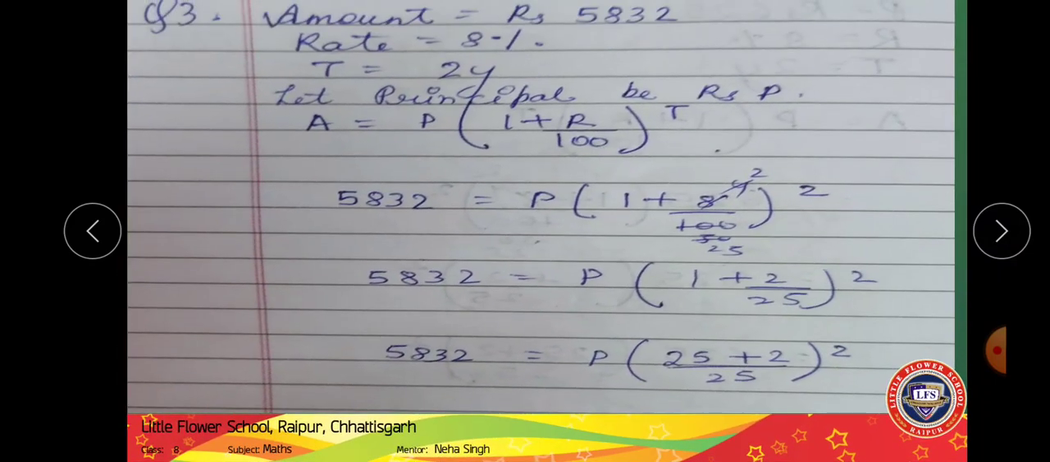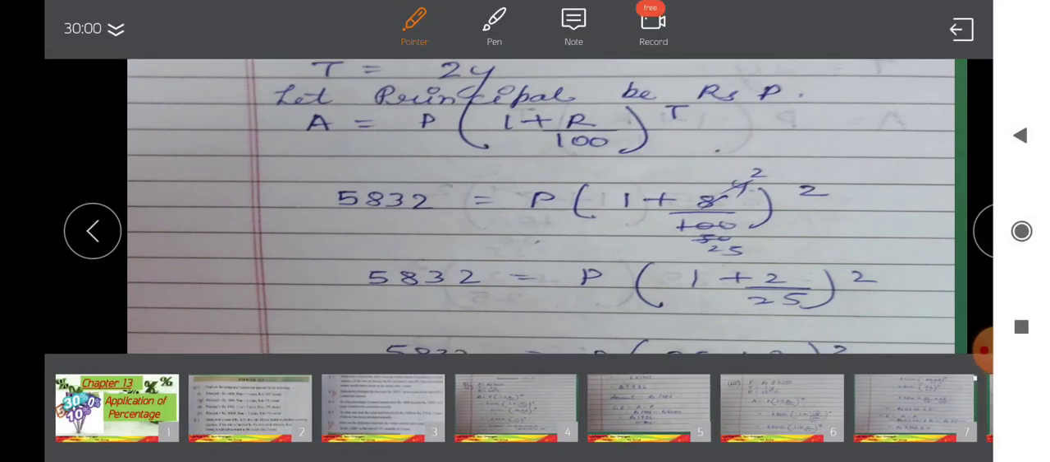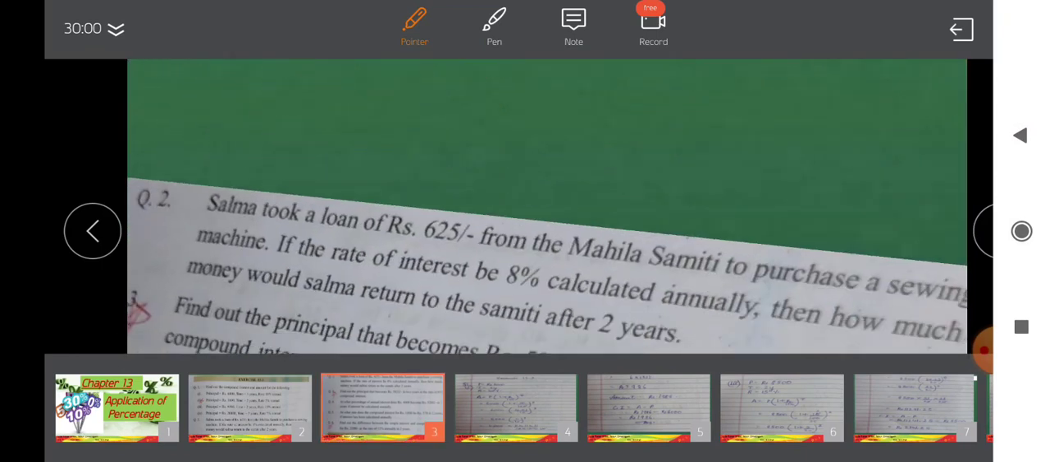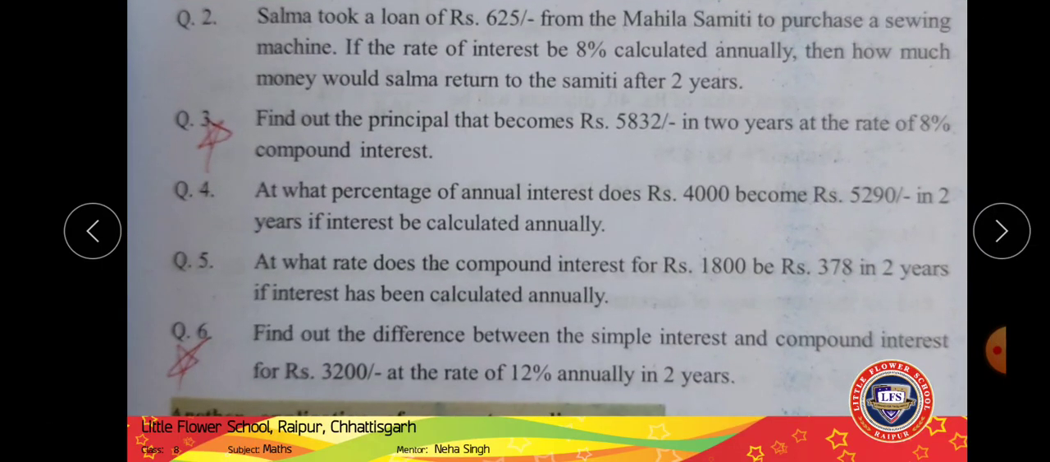Now moving on to the third question. Again here also we have to find the amount. Sorry, in this the amount is given. First let us read the third question. Find out the principal that becomes rupees 5832 in 2 years. See here what you have to find. You have to find the principal that becomes, means the amount is given, right?